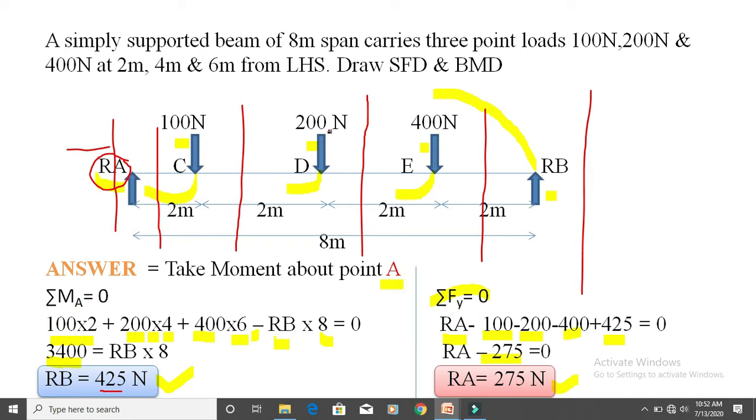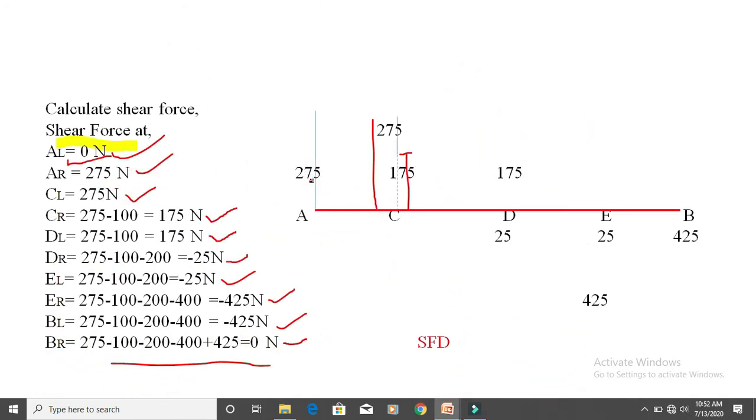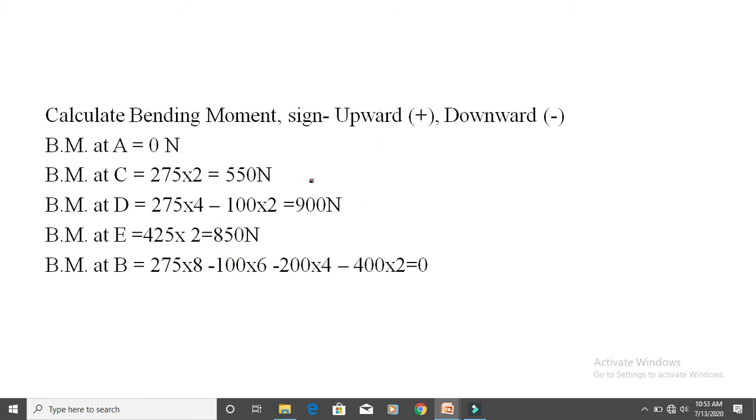Then next comes the bending moment at D. For the bending moment at D, on the left of D there are two forces and on the right of D there are also two forces. So choose any one direction. Suppose we take the left side, RA which is going in the upward direction. So plus RA, that is plus 275, and the distance A to D is 4. So 275 into 4. Then 100 is going in the downward direction, so minus 100 into this distance, which is 2. So after calculating that, we got an answer of 900 Newton.